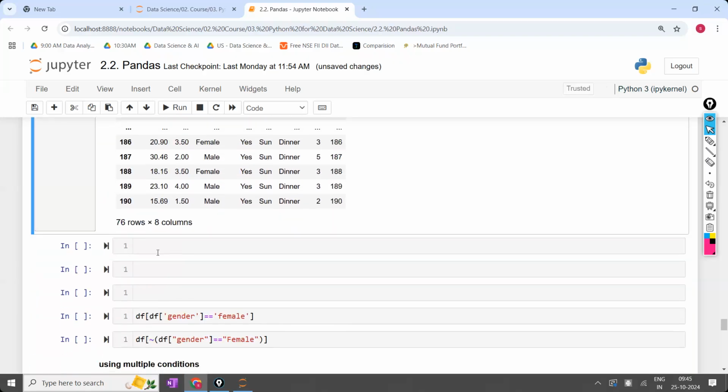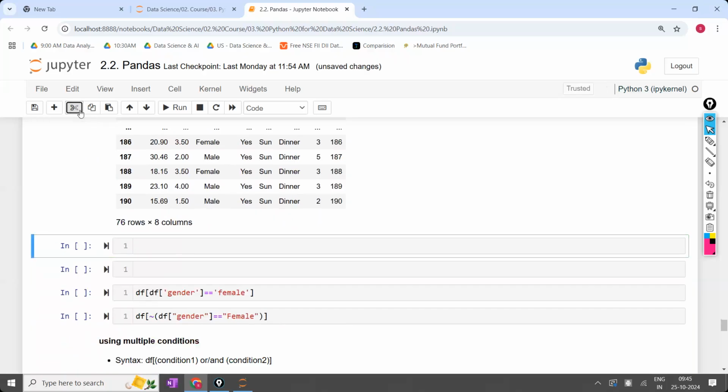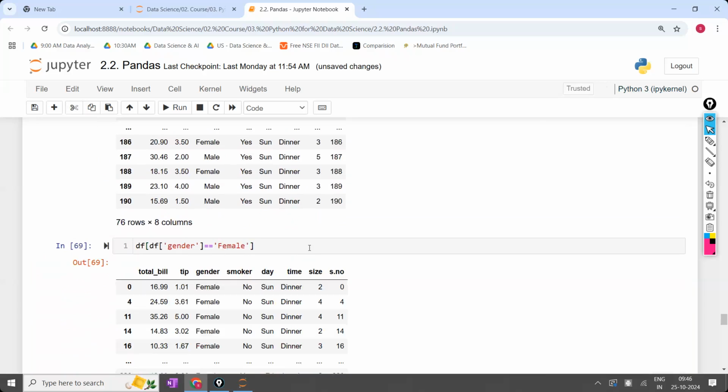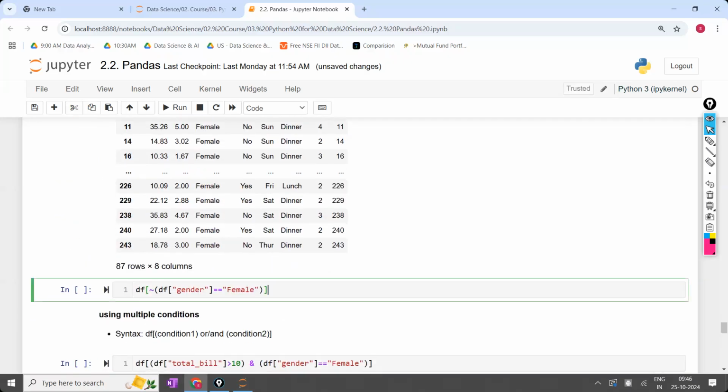Next, df of gender is equal to female. What does female mean? You're going to get all the female records. All the female records are separated. Now, what is the meaning of this? Not equal to female. Not equal to female means records other than female. Other than female. So for example, here I'm having only two categories.